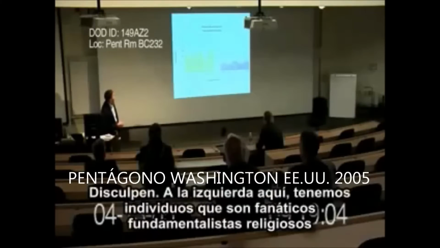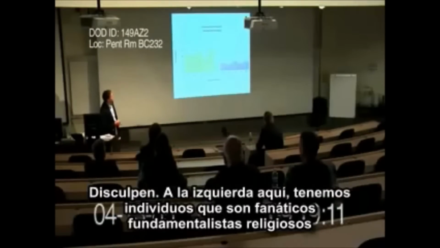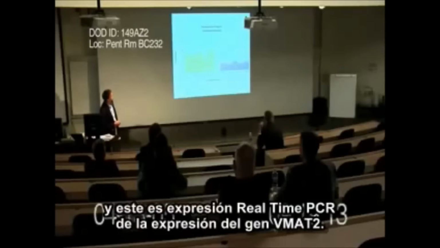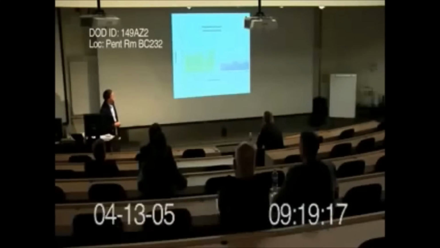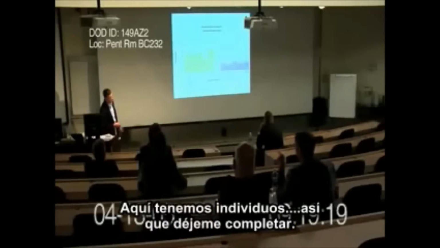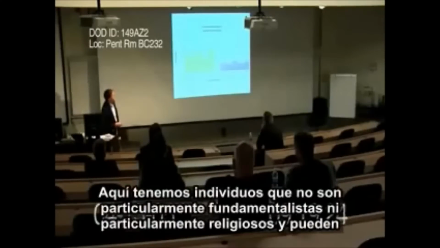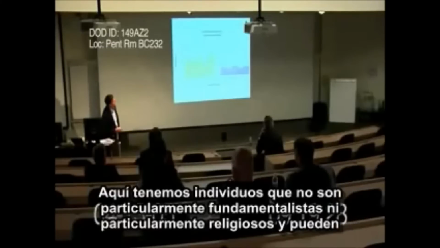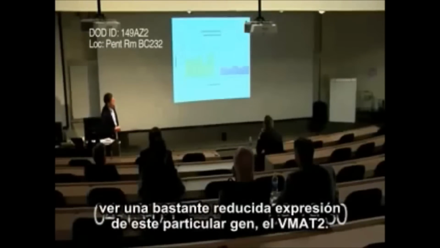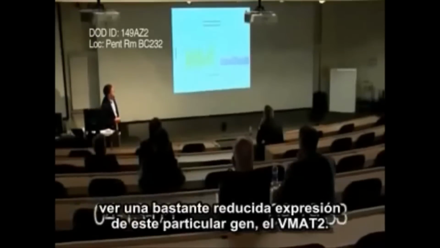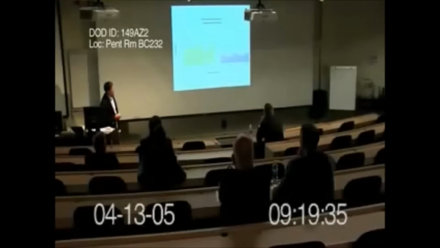Over here on the left, we have individuals who are religious fundamentalists, religious fanatics, and this is the expression, RT-PCR, real-time PCR expression of the VMAT2 gene. Over here, we have individuals who are not particularly fundamentalist, not particularly religious, and you can see there's a much reduced expression of this particular gene, the VMAT2 gene.